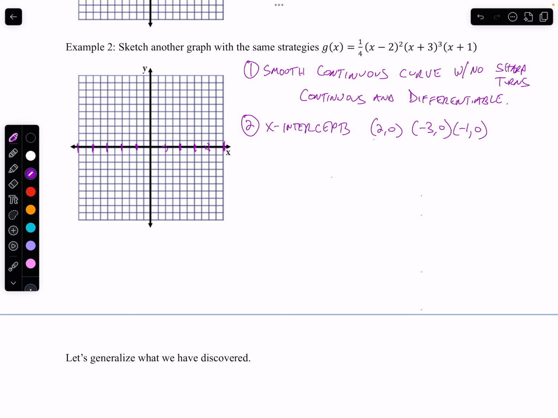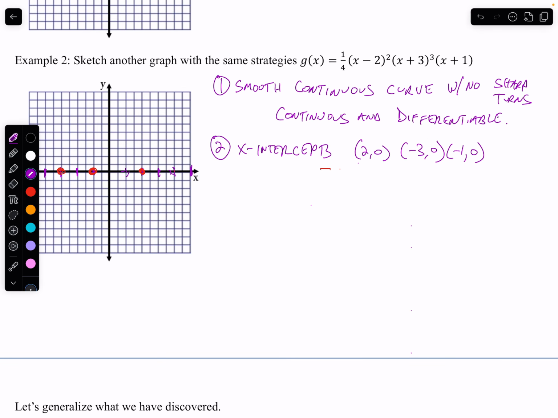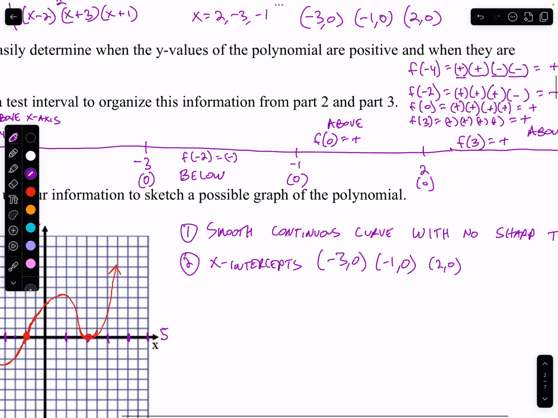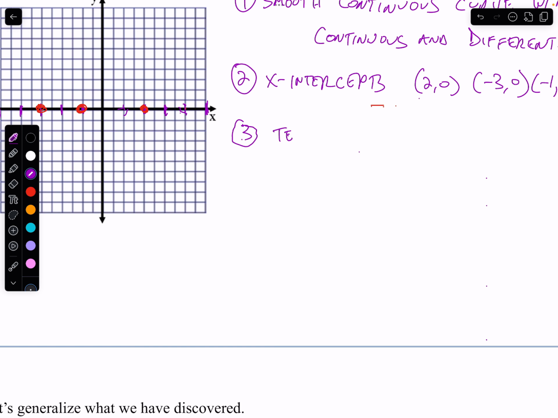All right, so we plot these. I'll do them in red. We've got 2, 0. We've got -3, 0, and we've got -1, 0. So right now it's kind of like the last graph we did, same zeros, but let's look at how the graph is different. So if we do our sign testing, up here we tested our axes. Now we're going to test for positive or negative y values.